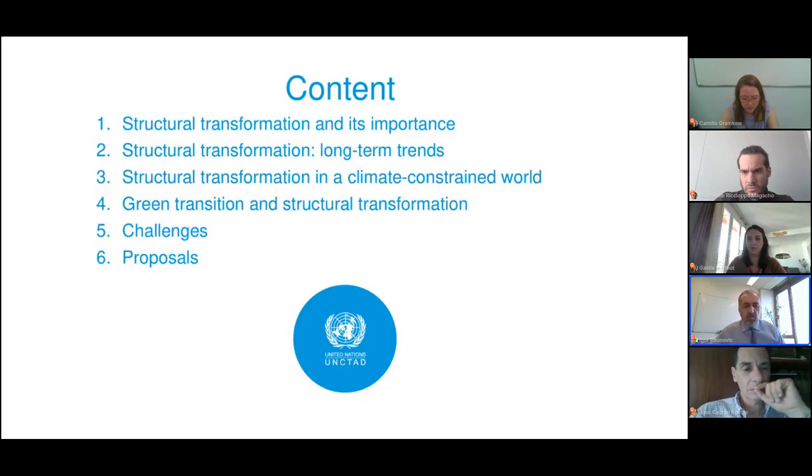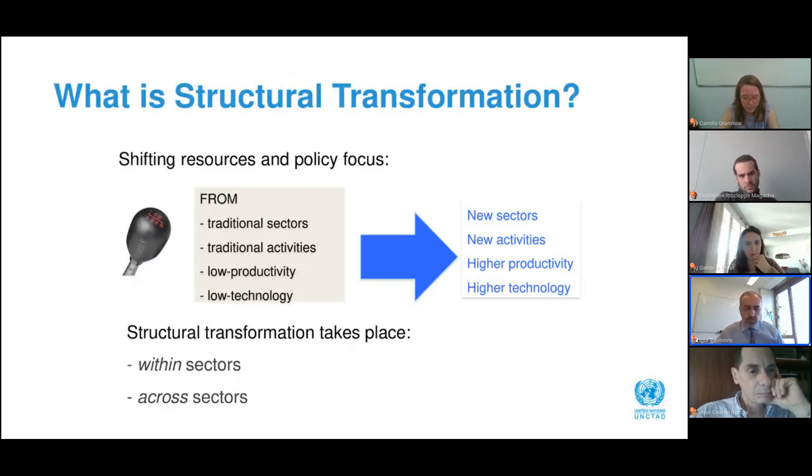I will start with the importance of structural transformation and present some long-term trends, and then discuss a little bit what it means to have structural transformation in a climate-constrained world. Then we'll discuss green transition and structural transformation, and then we'll end with challenges and proposals.